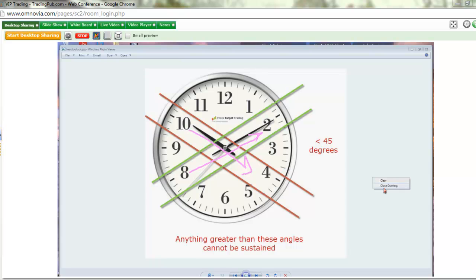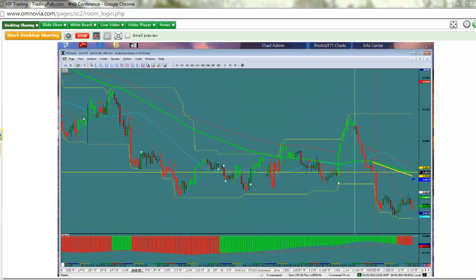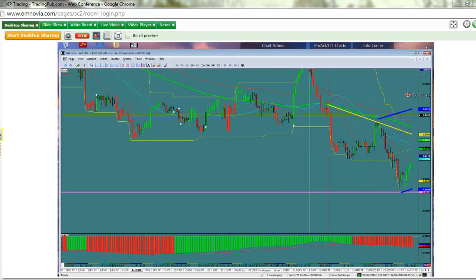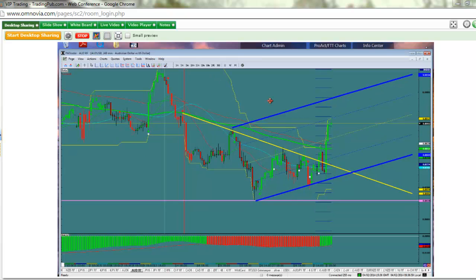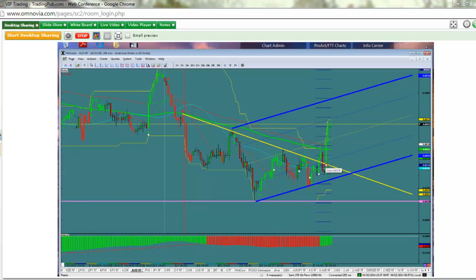Get it to 45 degrees or less than 45 degrees. Actually, it can't be higher than 45 degrees. 10 to 4 is a little less than that. Once they get it to that, they can sustain that move literally forever. And you can watch them up here as they sustain that move. See that? That's a 45-degree angle to the downside. All right, so we got a trend on here.